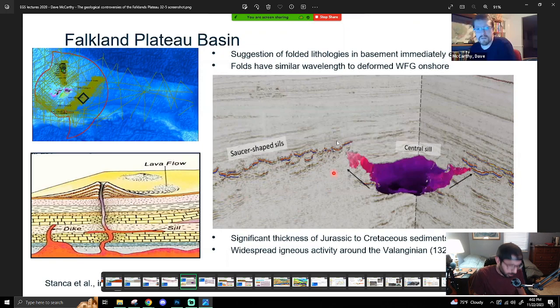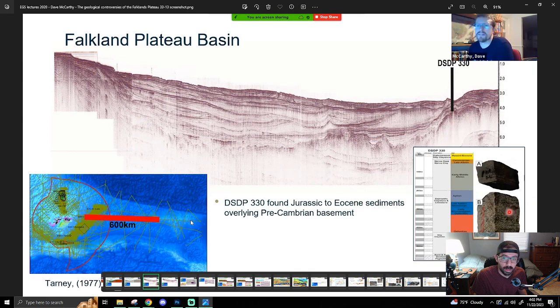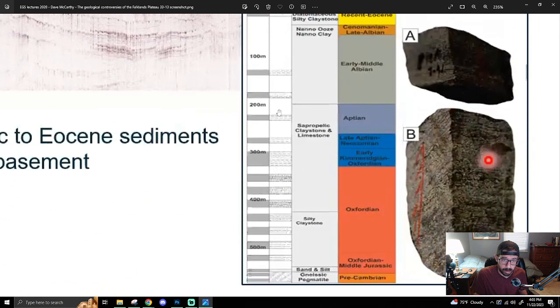I don't know if I wrote anything about that. Suggestion of folded lithologies in basement immediately. Folds have a similar wavelength to the deformed Western Falkland something. Significant thickness of Jurassic to Cretaceous sediments. So that's just what I was just saying, pretty much. There's the drill sample DP 330, which I guess is over here, where they found Precambrian. Through Precambrian overlaid by Middle Jurassic, overlaid by these other periods. I don't know if you guys can see that because I might be atop it.